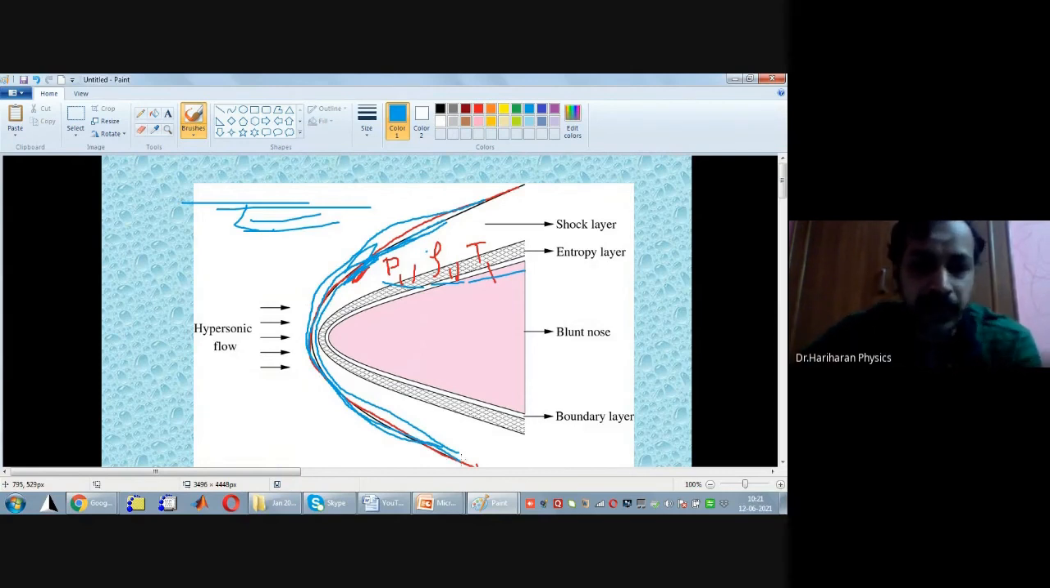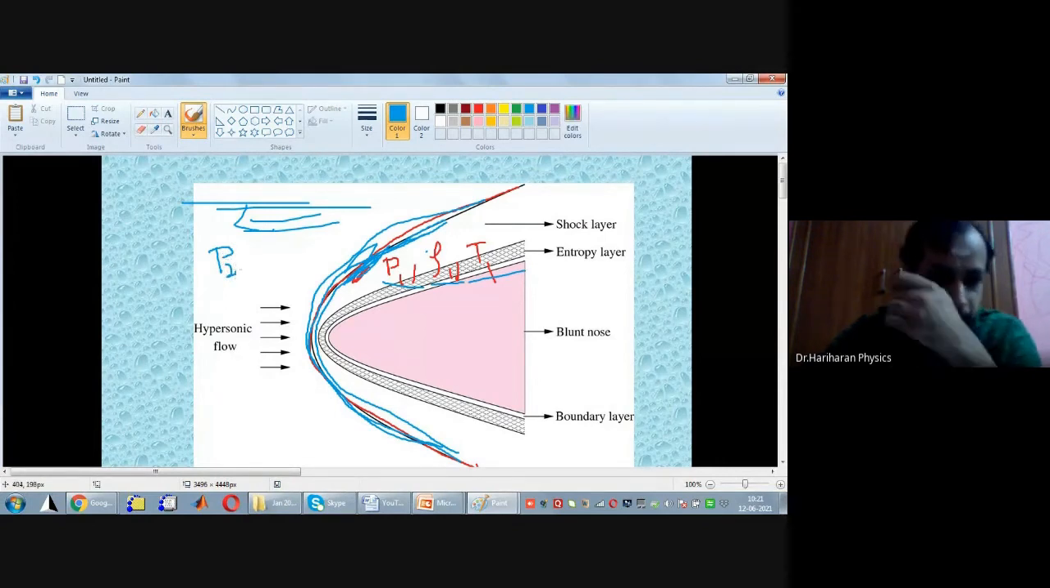Left hand limit is not equal to right hand limit. What does that mean? Near this region, pressure P1 is very high when compared to the pressure that is existing in the atmosphere. If I denote it as P2, P1 minus P2 is going to be high, which is not zero.